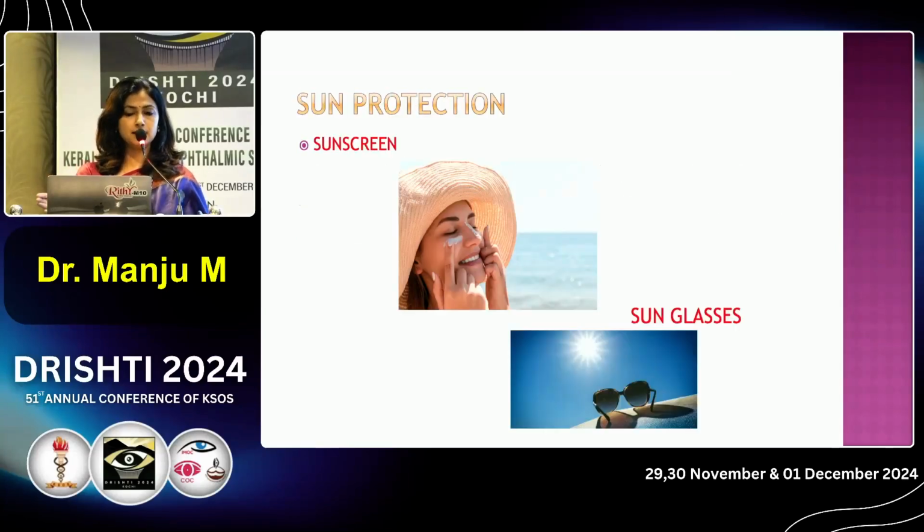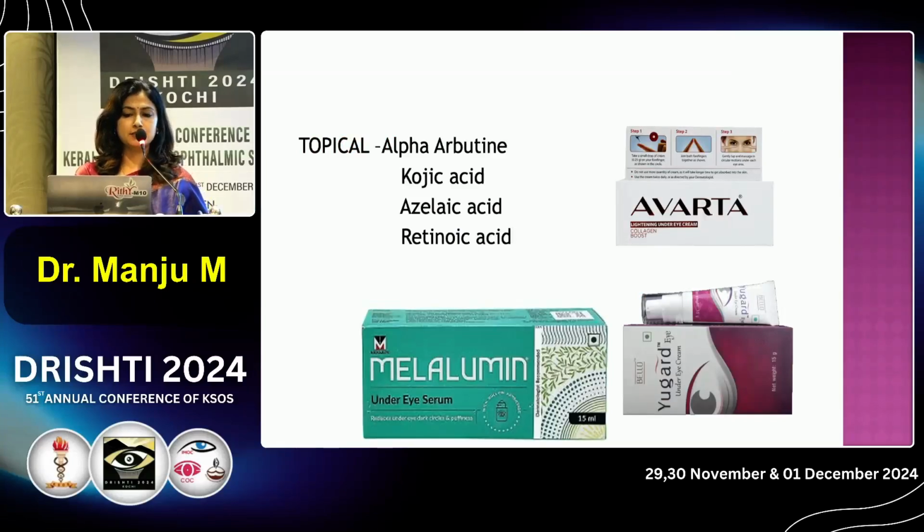In the treatment part, sun protection is very, very important. Sunscreen, even if you are sitting indoors, we have to apply. Before 9 o'clock we have to apply it, because from 9 to 4 the UV light is causing more damage. It's better to reapply the sunscreen every 3 to 4 hourly. And we can also use sunglasses. These are some of the topical treatment options: we can use topical agents containing alpha-arbutin, kojic acid, azelaic acid or retinoic acid.